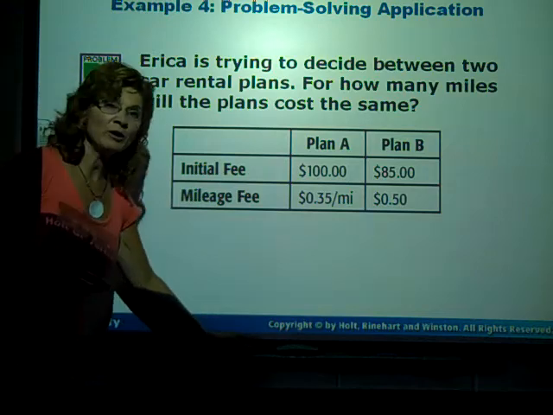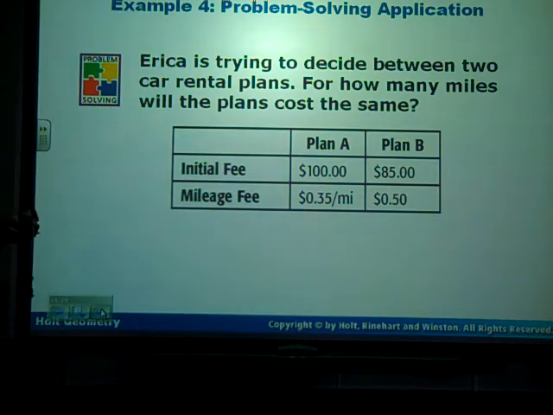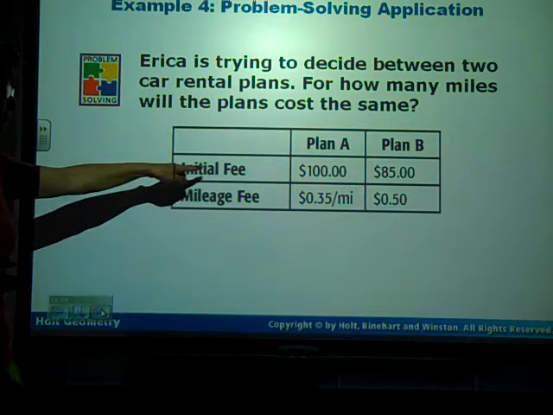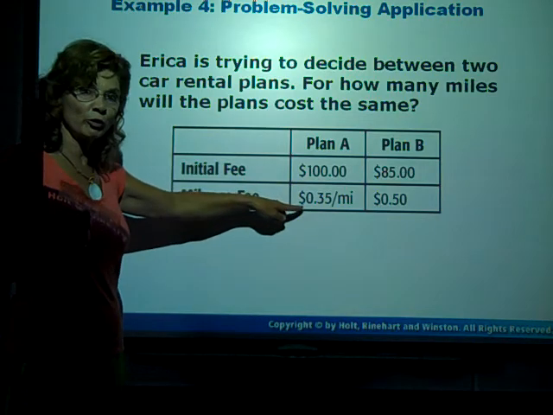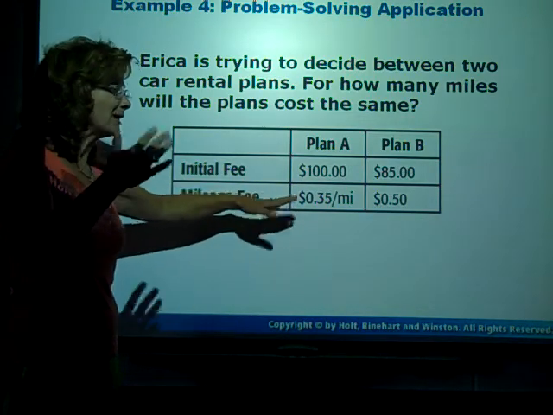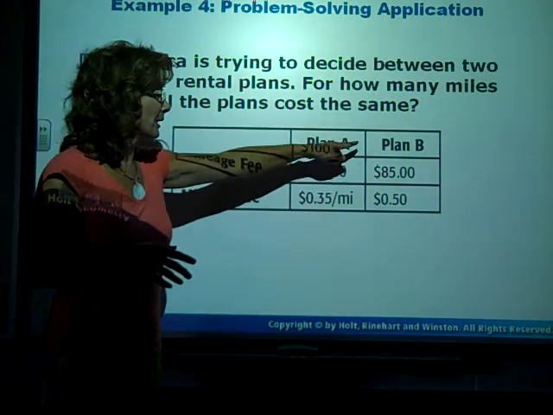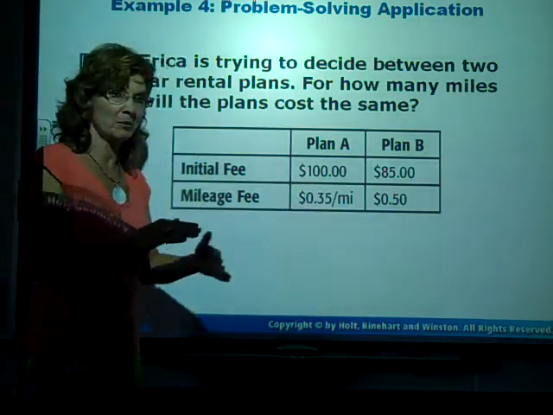Okay? Now how do we use these with systems? Erica is trying to decide between 2 car rental plans. For how many miles will the plans cost the same? These are the sorts of things we use this for. I know the initial fee for plan A: you're going to have $100 just to get the keys, and it's going to cost you 35 cents a mile. Anytime you've got that rate per mile, there's your slope. Plan B, it's only $85 to get the keys, but then it's 50 cents a mile.